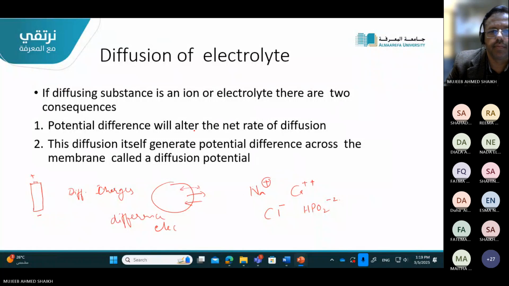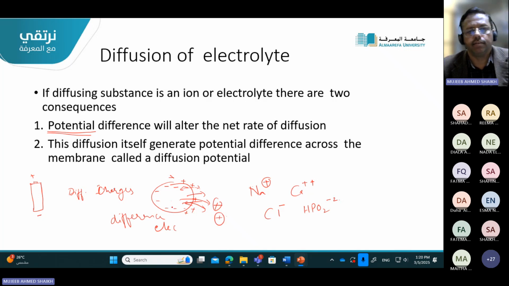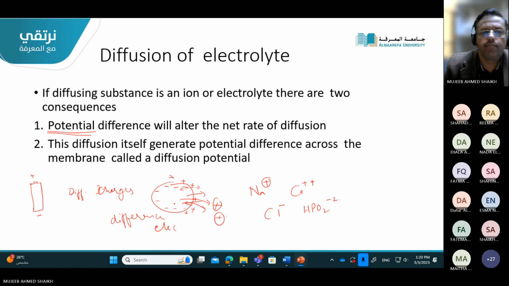Here, it will alter the potential, because inside of the cell is negatively charged and outside of the cell is positively charged. So whenever there is a movement occurring, suppose sodium is moving out of the cell. You are losing positive charges. It is creating negativity inside. So we are facing a change, or difference, in the electrical potential due to diffusion.